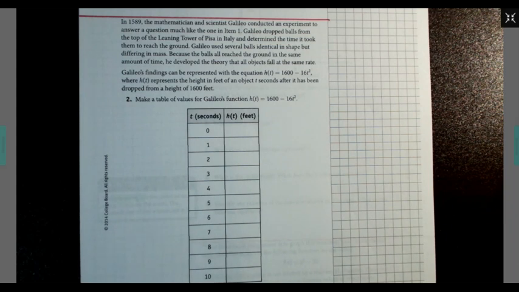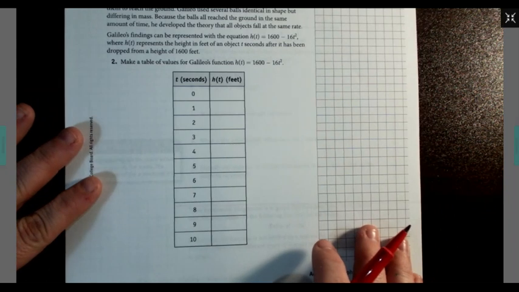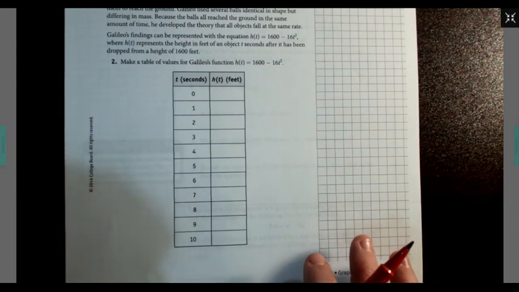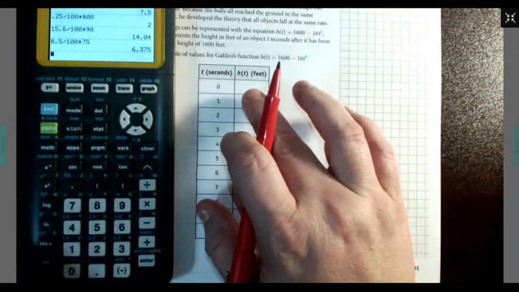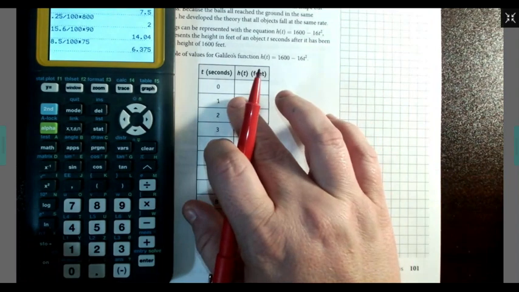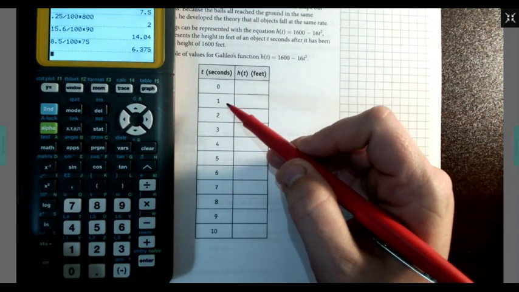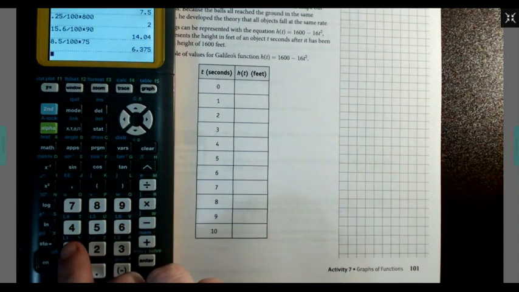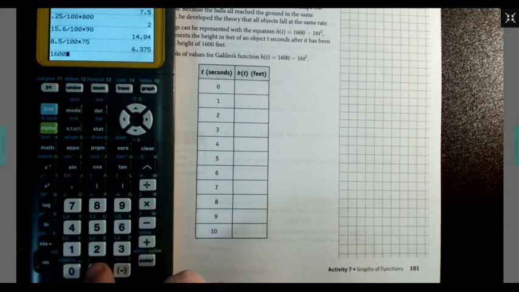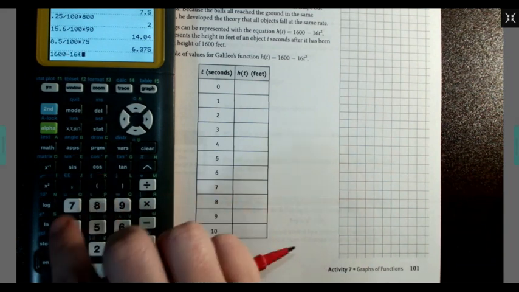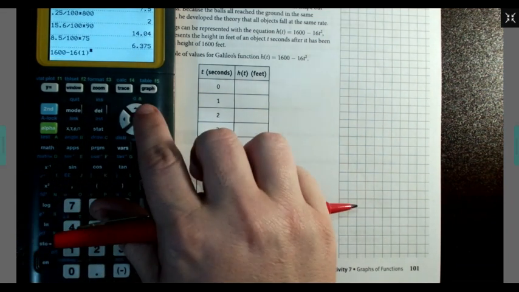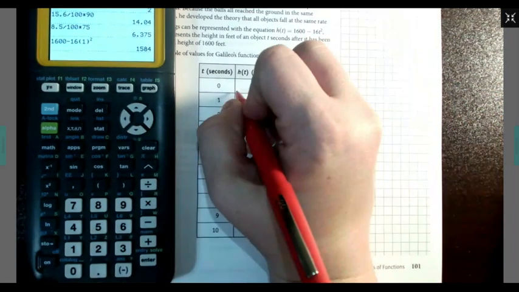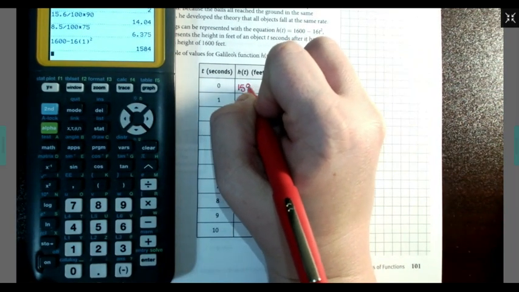Number 2, make a table of values for Galileo's function h of t equals 1,600 minus 16t squared. So we want to plug in if my t is 0. Then we want to plug in t is 1, 2, and so on. So we're going to do 1,600 minus 16 times 1 to the second power. I got 1,584.